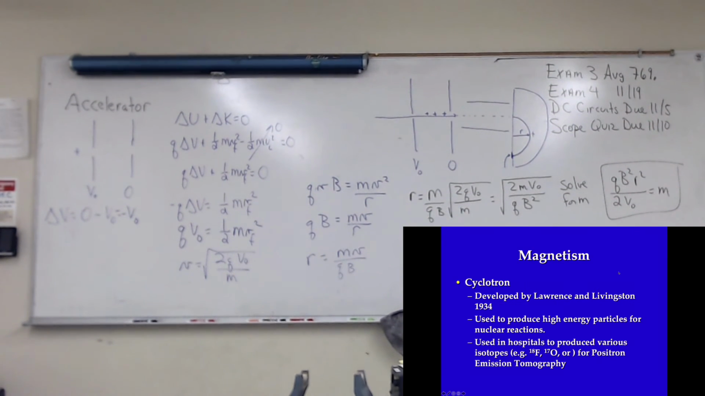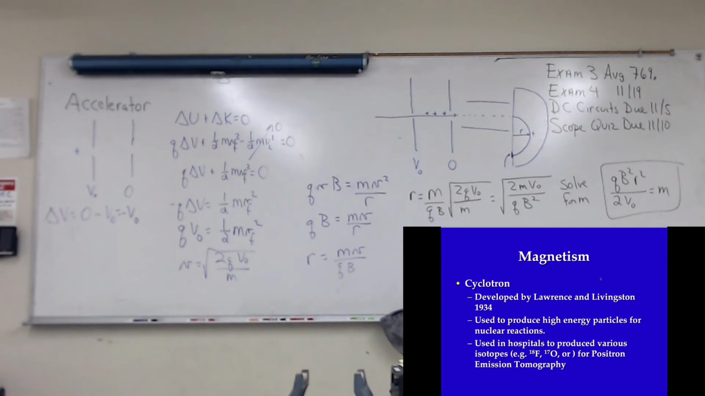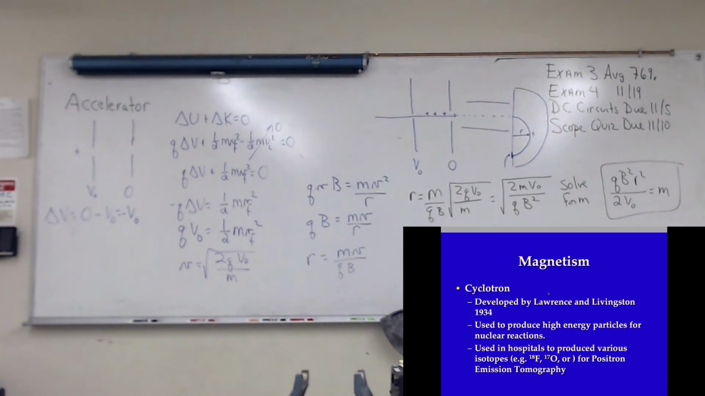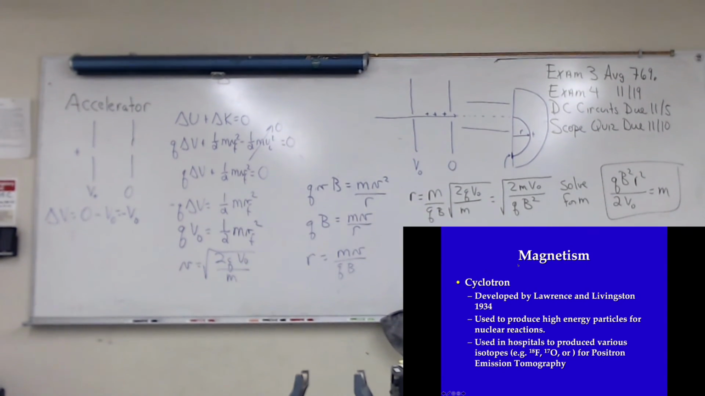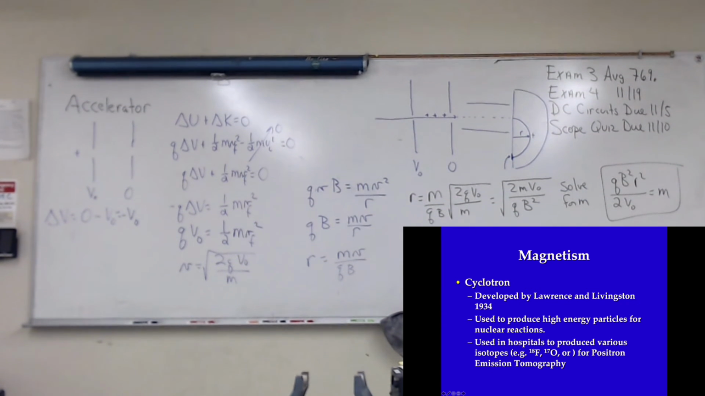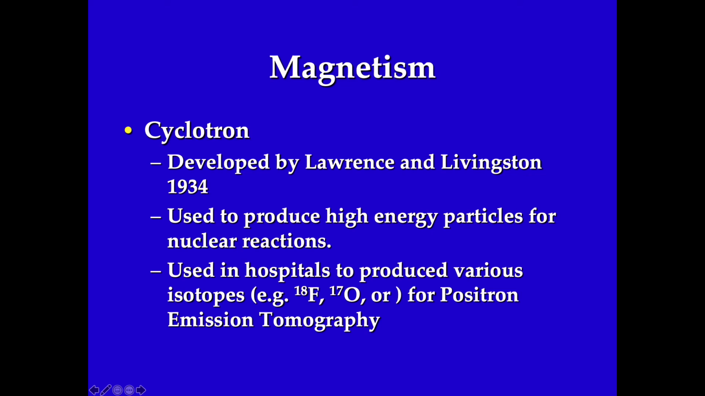Another application is the cyclotron. The cyclotron was developed by Lawrence at Berkeley, Lawrence Berkeley National Lab. It's actually Lawrence and Livingston. And it was used to produce high energy particles for nuclear reactions. Nowadays, they're commercially made for the PET scan at hospitals. Some hospitals will actually have a cyclotron.